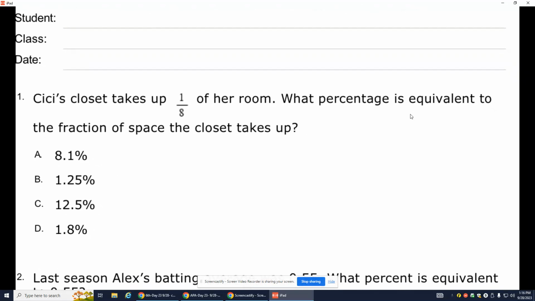All right, looking at question number one, Cece's closet takes up 1/8 of her room. What percentage is equivalent to the fraction of space the closet takes up? So as we remember, percents are out of 100.